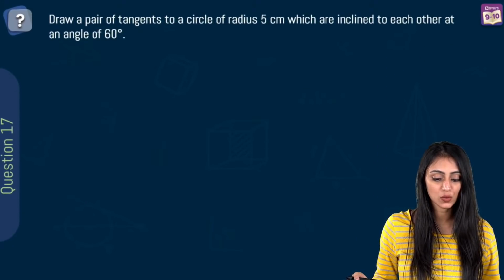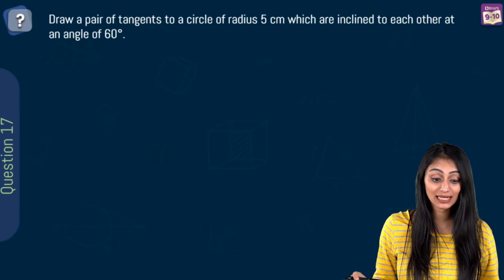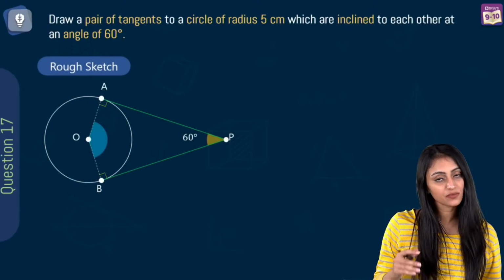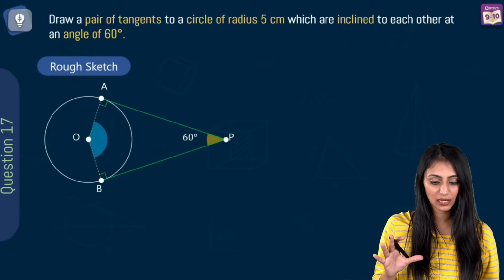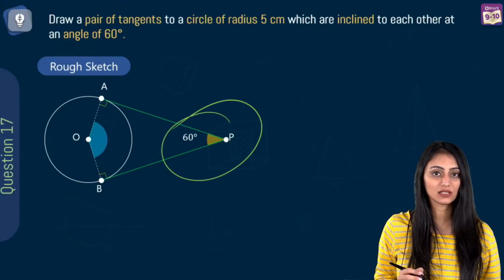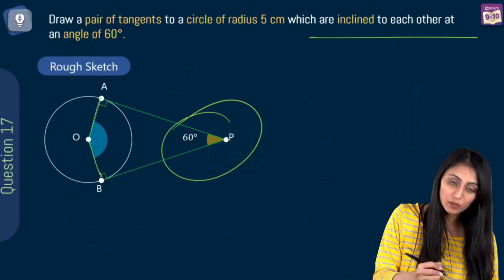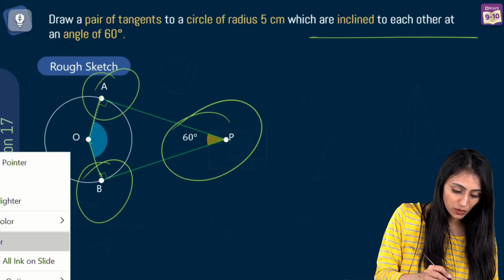Draw a pair of tangents to a circle of radius 5 centimeter which are inclined to each other at an angle of 60 degree. Very good question. So for this question, let's first take a look at a rough sketch. We have a circle. Tangents are inclining at an angle of 60 degree. This is what this statement means. So tangents are there. That means radius would be here. That means these two angles would be of 90 degree.